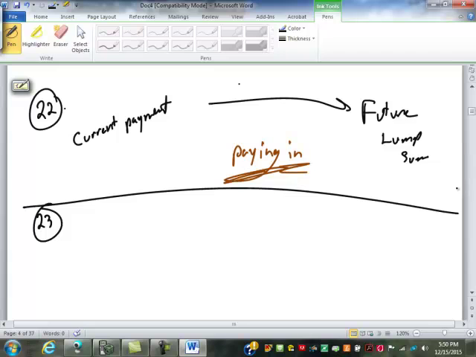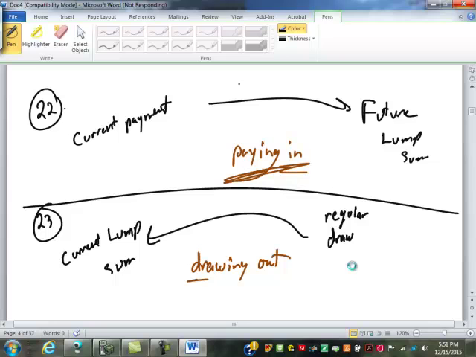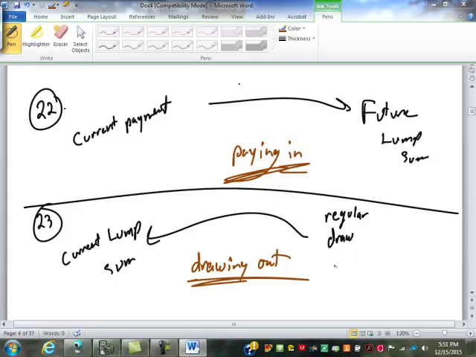How much does Fred need to have saved at 65 if he plans to draw out $2,900 a month? So here he knows how much he's going to draw. That's a regular draw, regular payment out to himself. He wants to know what he needs for a current lump sum to make that happen. So this is drawing out. And again, just like the last problem, this time they have the payment and they're trying to figure out what the required lump sum is.